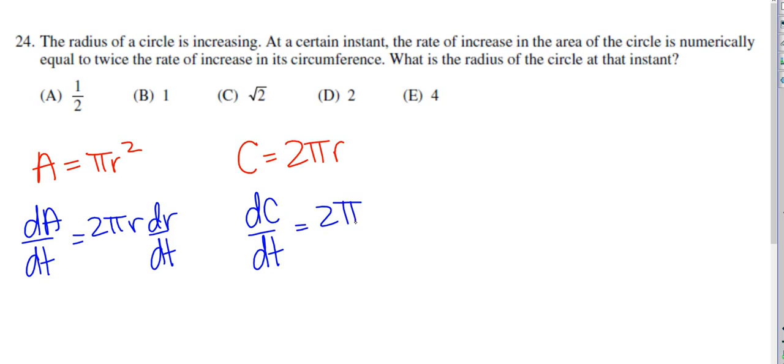So it's dC/dt equals, if this were just deriving with respect to r, it'd be 2 pi. But it's not r, it's deriving with respect to t, so I need to multiply by dr/dt. Okay?